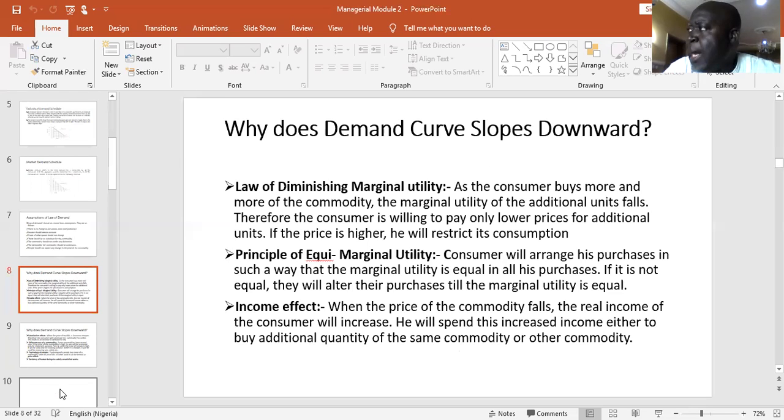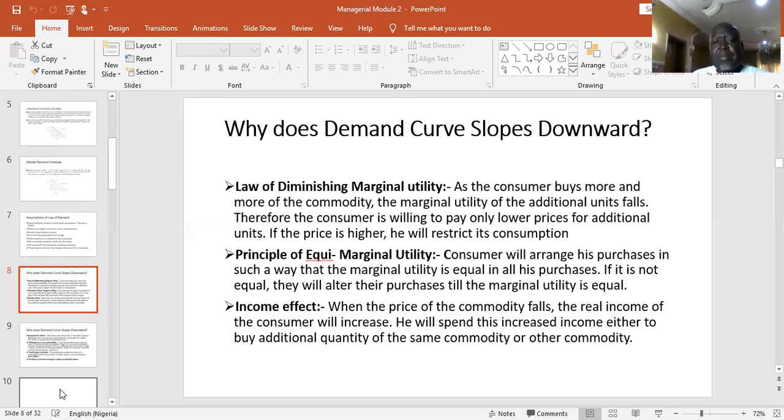Why does the demand curve slope downward? One reason is the law of diminishing marginal utility. Utility in economics means the benefits you derive from consuming a commodity or a service. As the consumer buys more and more of the commodity, the marginal utility continually falls. It's just like saying the first bottle of Coke you take gives you maximum benefit, maximum satisfaction. By the time you take the second, the benefit you derive has reduced. By the time you take the third, in fact, by the time you get to the fifth, probably you want to vomit. So as the benefit is coming down, the price you are willing to pay is also coming down. That's what the law of diminishing marginal utility is talking about.